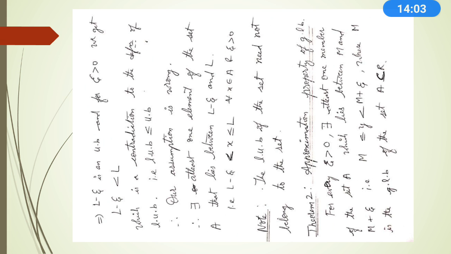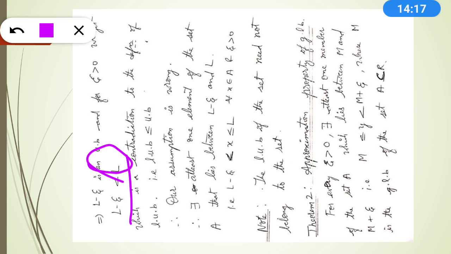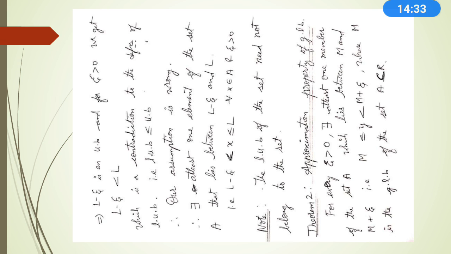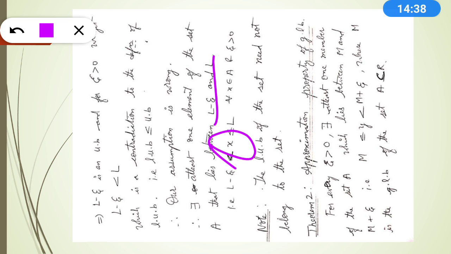Okay. So, L minus epsilon is the upper bound for epsilon greater than 0. We get L minus epsilon to be less than L, which is a contradiction. Why? By the least upper bound axiom, L is the least of all the upper bounds. Now we are finding a new element L minus epsilon which is still lesser than L, and we are saying that it is the upper bound for the set, which is not at all possible. Therefore, this is not true. Therefore, our assumption is wrong. What is our assumption? There is no element between L minus epsilon and L. That is wrong. That means there will be an element between L minus epsilon and L.